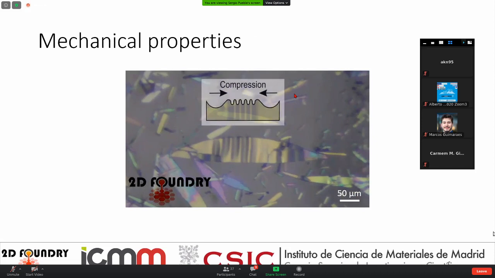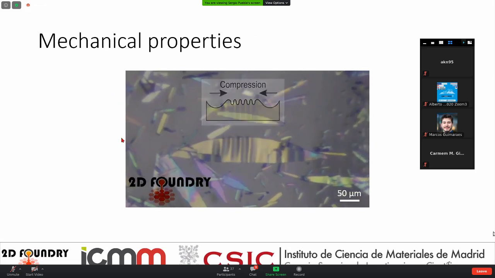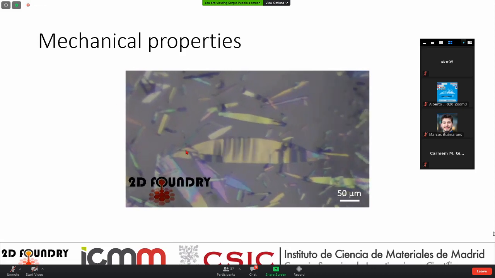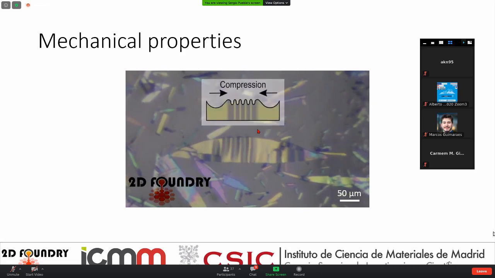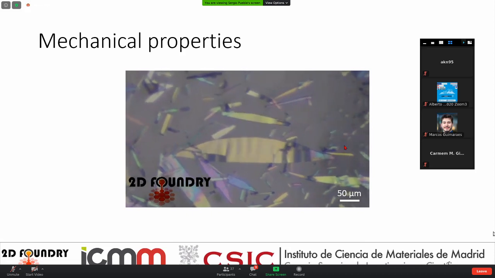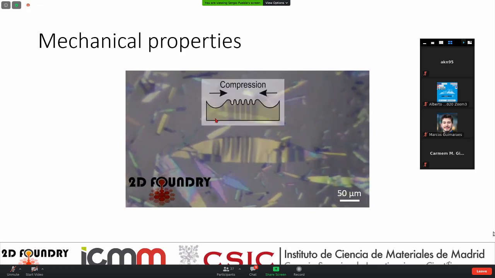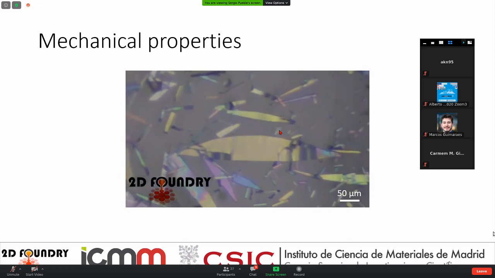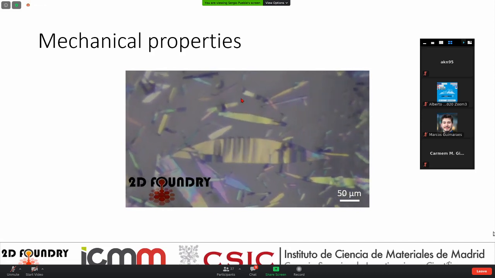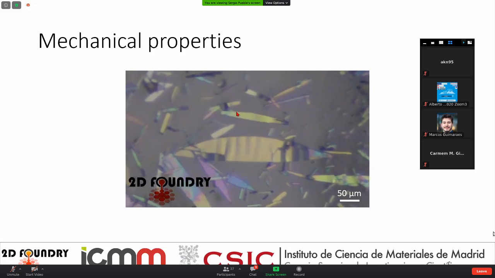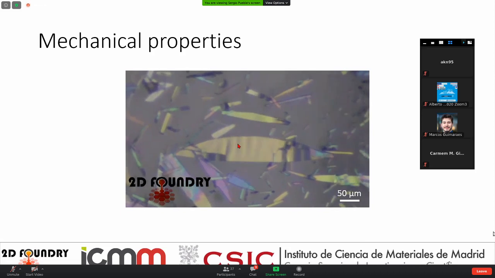Also, we have studied the mechanical properties. We have studied them with the buckling metrology method, in which we place the molybdenum trioxide flakes on top of a PDMS substrate, and we compress with a glass. We compress the PDMS, and as you can see, these ripples they create in the flake, and in the peaks. This is the color of the rest of the flake, and in the valleys you can see a darker color.